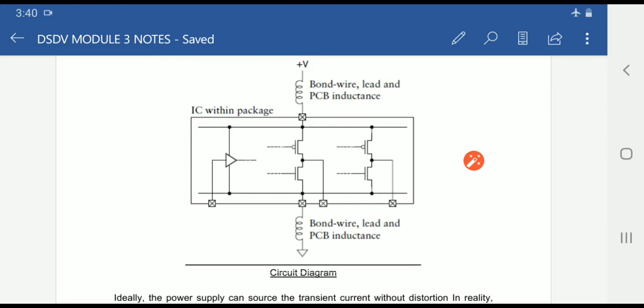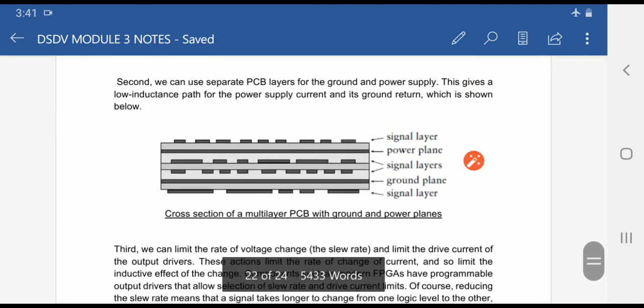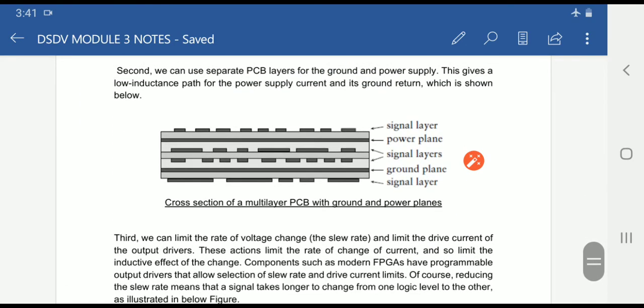The second thing is connecting separate layers for the ground and the plus volts, which is shown here. Here in the second step, we have shown some layers: the signal layers, power plane layers and the ground plane layers. If we use separate PCB layers for the ground and power supply, this gives us a low inductance path, thereby reducing the voltage or current spikes. Thereby it increases the signal integrity.